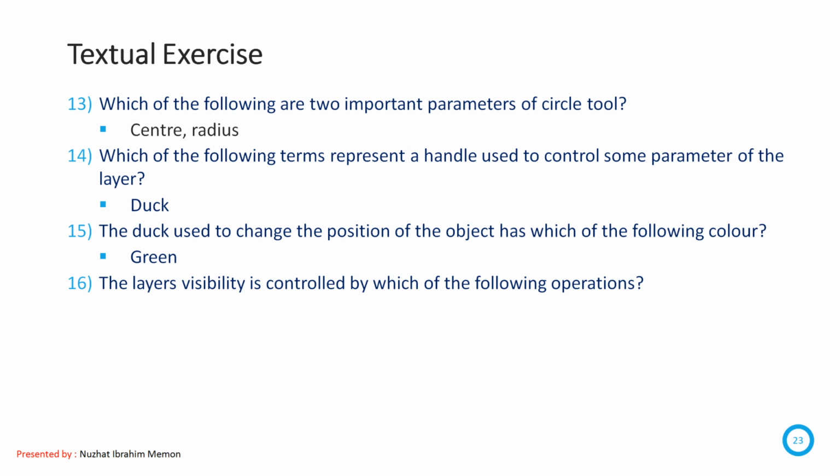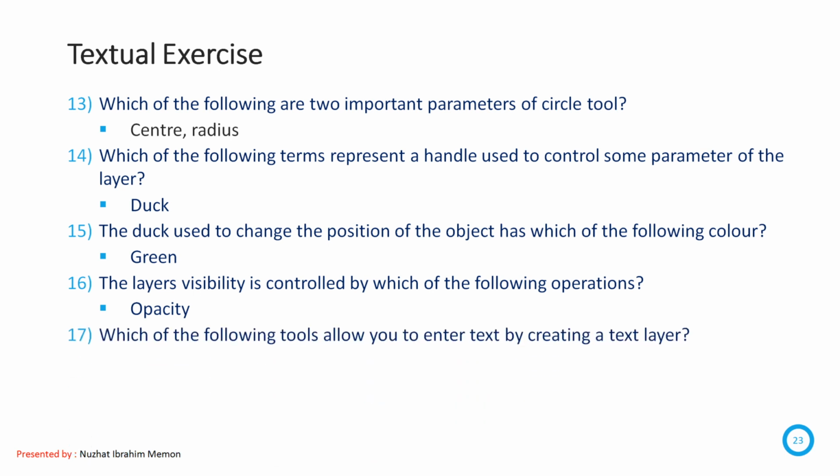The layer visibility is controlled by which of the following operations? That is opacity. 0 means invisible, 1 means visible. Which of the following tools allows you to enter text by creating a text layer? That is the text tool.